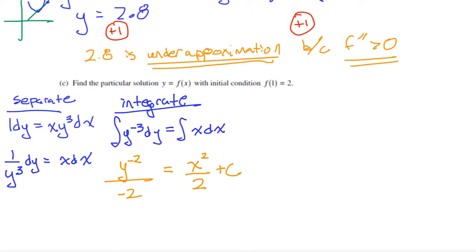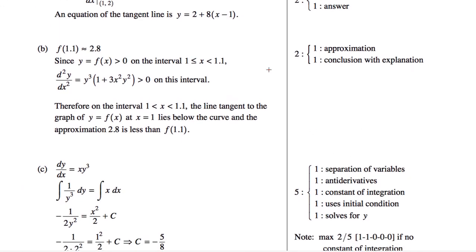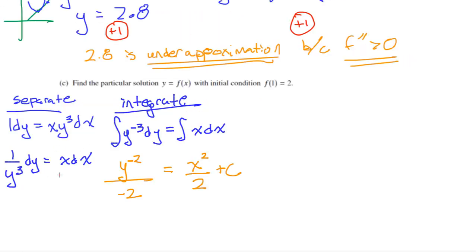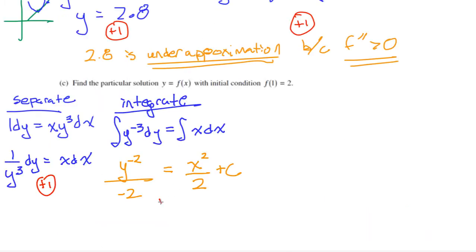How many points did we just get just doing those steps right here? So separation of variables. If you are able to separate by this step, you give yourself 1 point. Let's come back to the solution guide. If you took the antiderivative of the left and the right correctly, give yourself 1 point, plus 1 point.